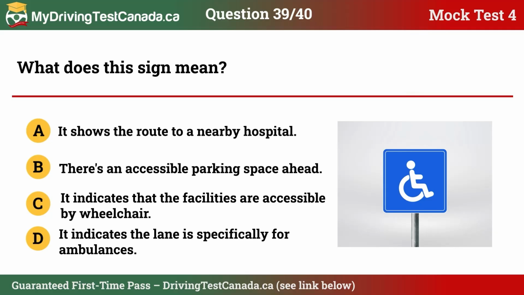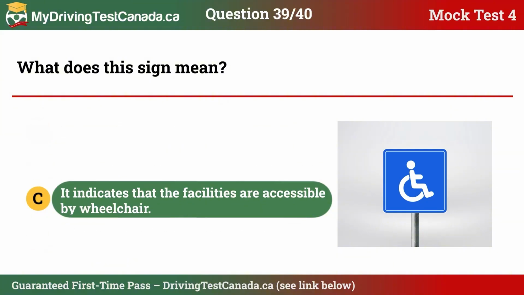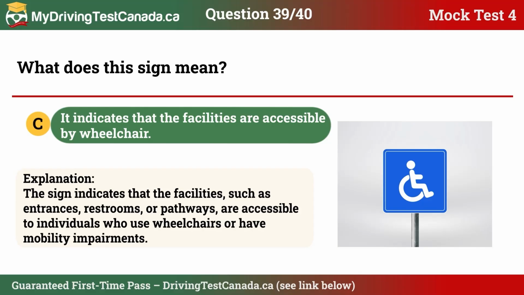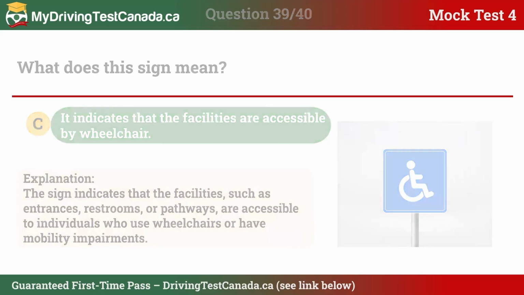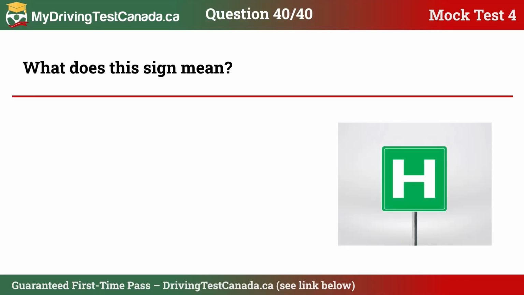The correct answer is C. It indicates that the facilities are accessible by wheelchair. Explanation. The sign indicates that the facilities, such as entrances, restrooms, or pathways, are accessible to individuals who use wheelchairs or have mobility impairments. Question 40. What does this sign mean?